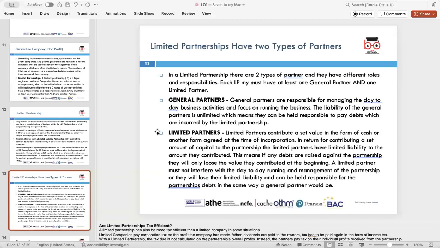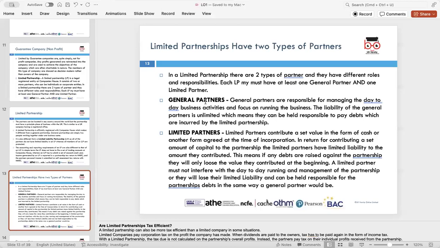Partners in a limited partnership can be divided into two categories. Each of them holds distinct tasks and obligations within the partnership. Each limited partnership is required to have a minimum of one general partner and one limited partner.